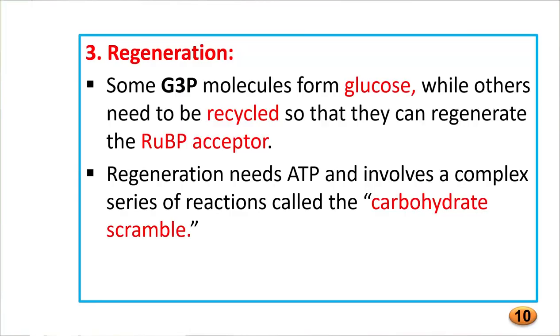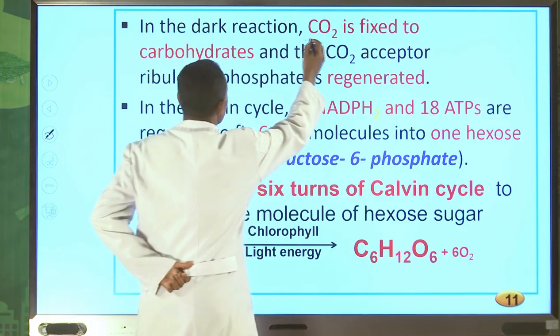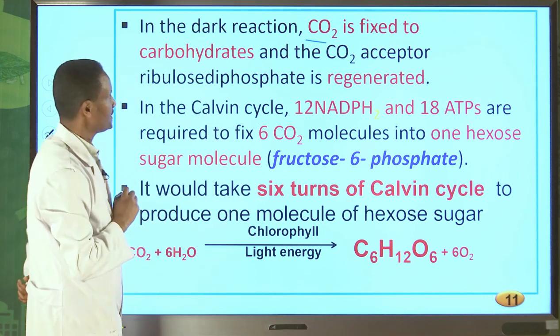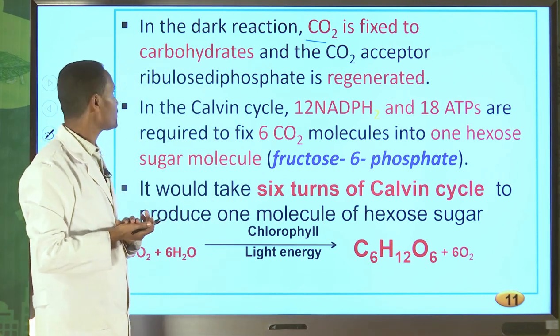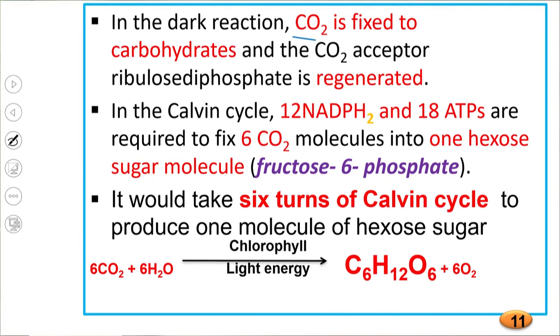Regeneration needs ATP and involves a complex series of reactions called carbohydrate scrambling. In the dark reaction, carbon dioxide is fixed into carbohydrates, and the carbon dioxide acceptor ribulose bisphosphate is regenerated. In the Calvin cycle, around 12 NADPH and 18 ATP are required to fix 6 molecules of carbon dioxide into 1 hexose or sugar molecule.